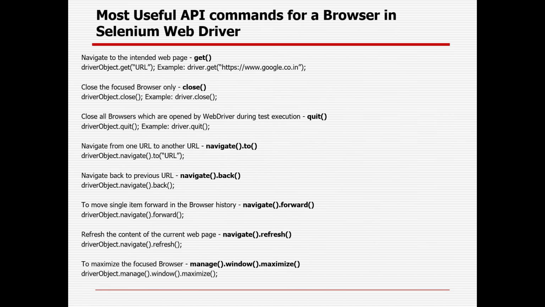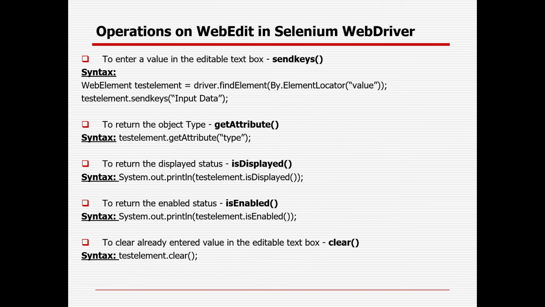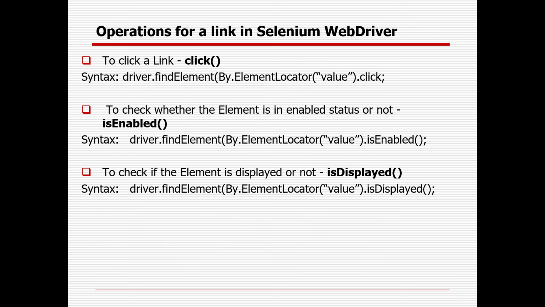These are the different web page operations. You can get the title, page source, and current URL. You can navigate to a page, right? You can go backward, forward, and close. You can maximize the browser. You can refresh the page. And in case of a WebEdit field, the tag name will always be input and the type text. So you can check whether the field is displayed and enabled. You can enter some value, you can clear the value, you can get the attribute.